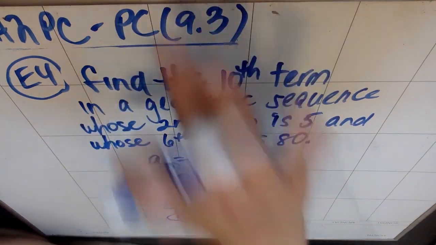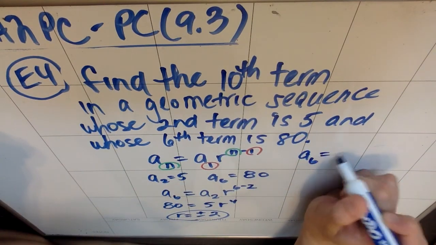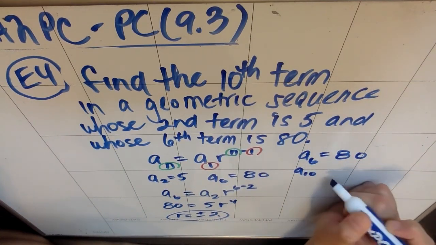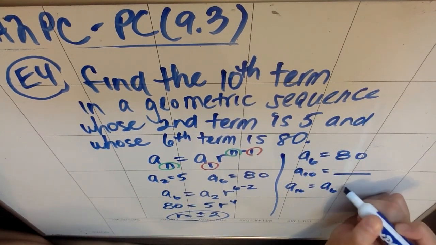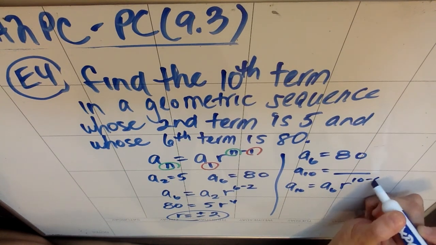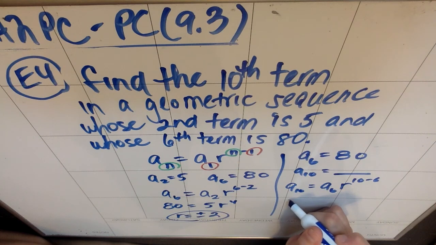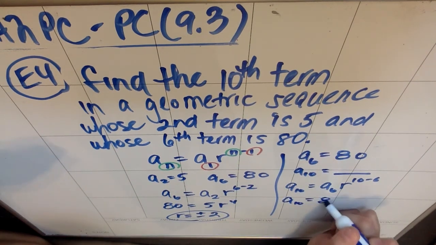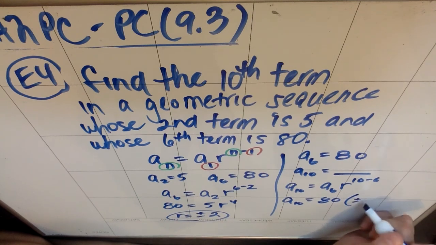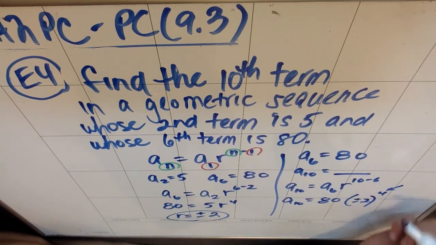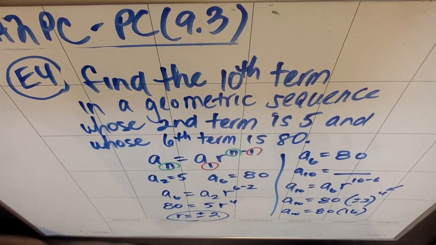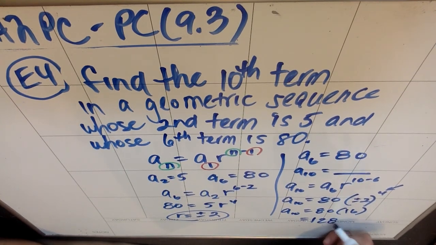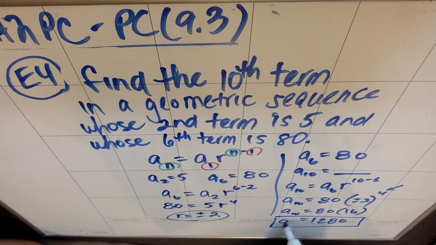From there, since I know a sub 6 is 80 and I want a sub 10, I could say that a sub 10 equals a sub 6 times r to the 10 minus 6. So a sub 10 is the 80 I had times plus or minus 2 to the fourth. It doesn't matter which, because it's a fourth power, it comes out positive either way. You'd get a sub 10 is 80 times 16, which definitely still gives you 1280. So again, different ways to do the same problem.